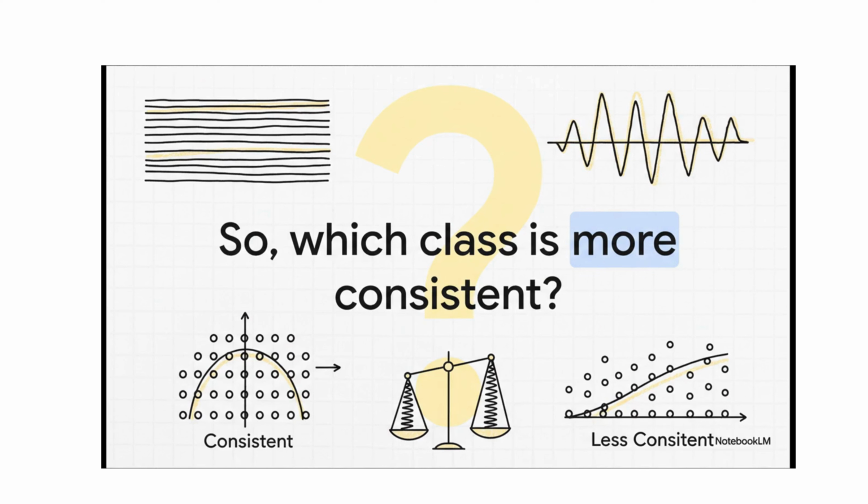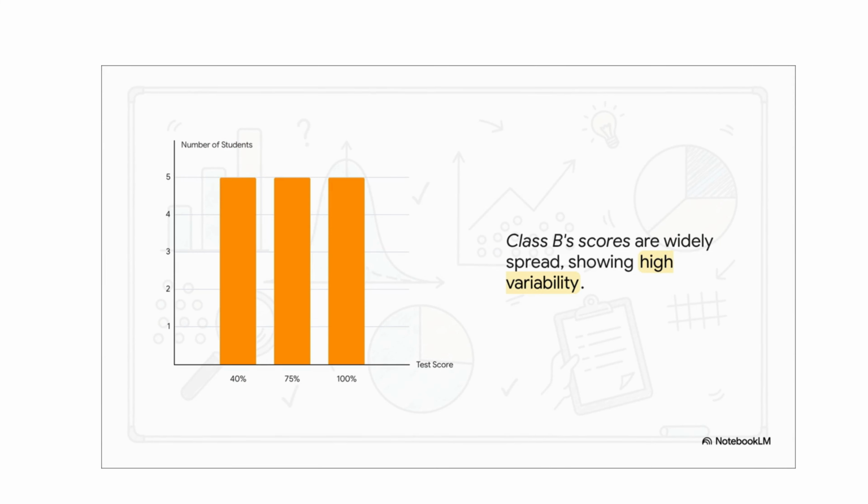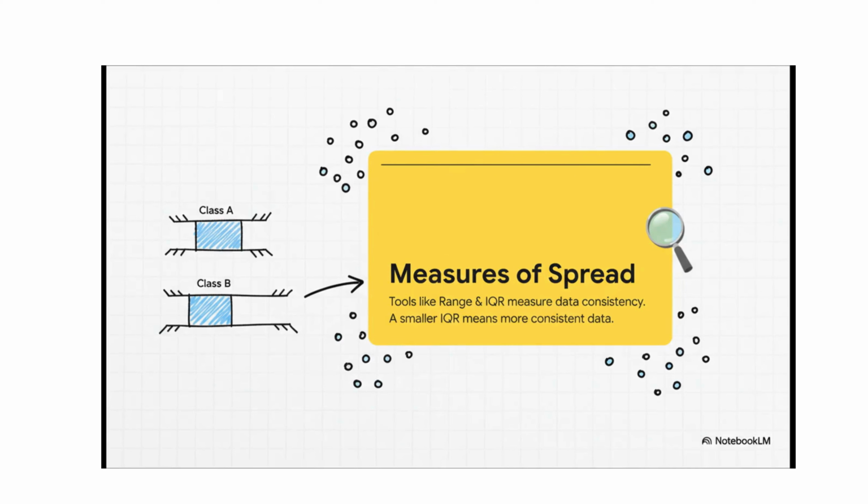We need to ask a smarter question. For example, which class is more consistent in its performance? This is where we have to look beyond just the average. All right, now look at Class A. See how all those scores are bunched up, super close to that 75% mark? This tells us their performance was really consistent, very predictable. And now, Class B. Whoa, the scores are all over the map. You've got students getting a 40 and others getting a perfect 100. It's the same average, but a completely different story. This class has really high variability. It's super inconsistent.